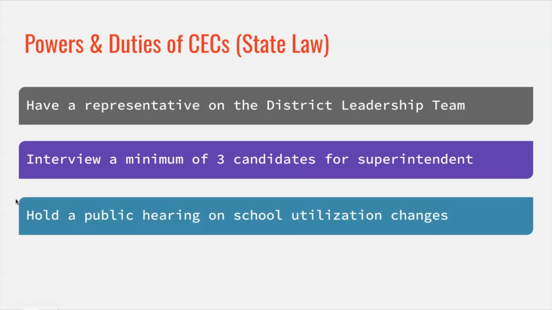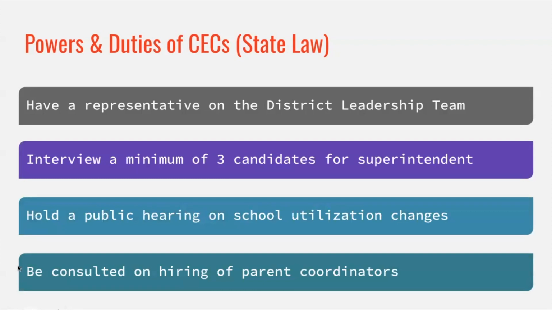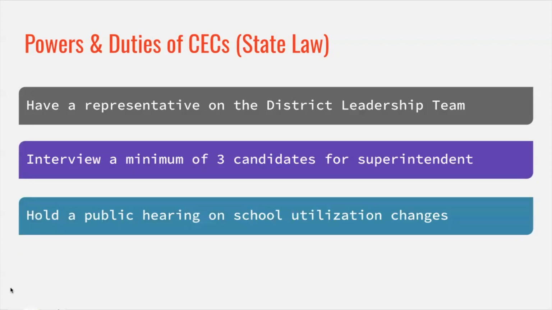CECs are also supposed to hold a public hearing on school utilization changes. These are proposals that the central DOE submits to community education councils. It could be co-locations of different schools. It could be a grade truncation. It could be a grade expansion of a school. It could be a school phase out. Anything that will change how a school building will be utilized will have to go through this process.